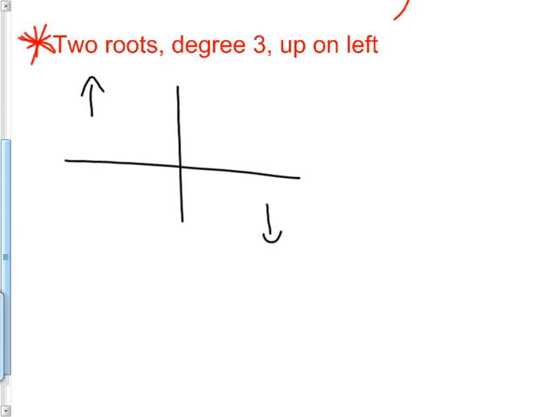Well, actually, there's a lot of options. It could be like this. Cut through, cut through, cut through. That would work. Oh, you're right. That would have 3 roots. Oh, but it's possible. It's possible. I just forgot that this is one of those where it's got a degree 3, but only 2 roots.